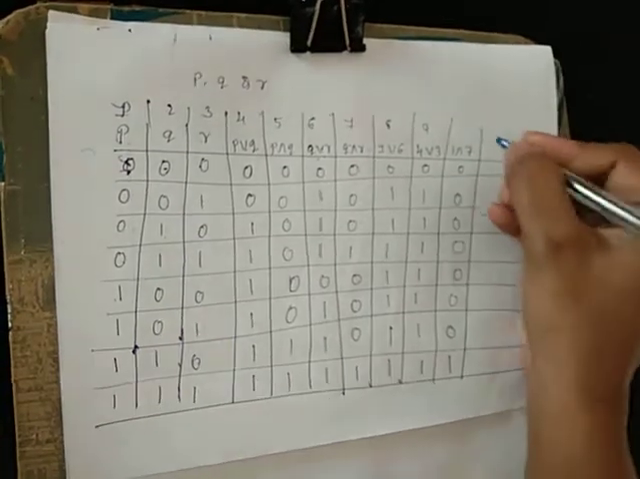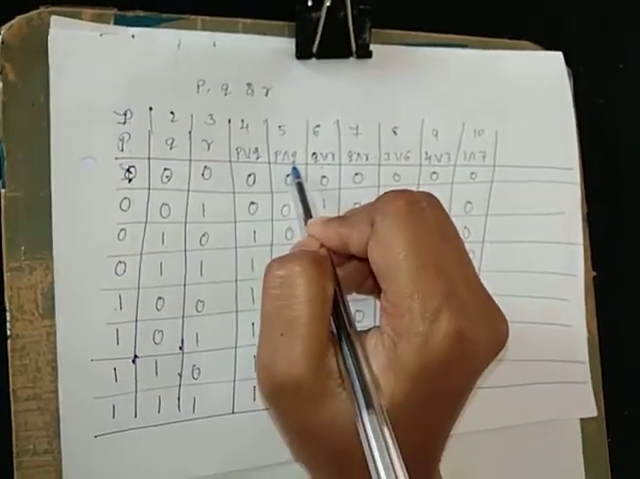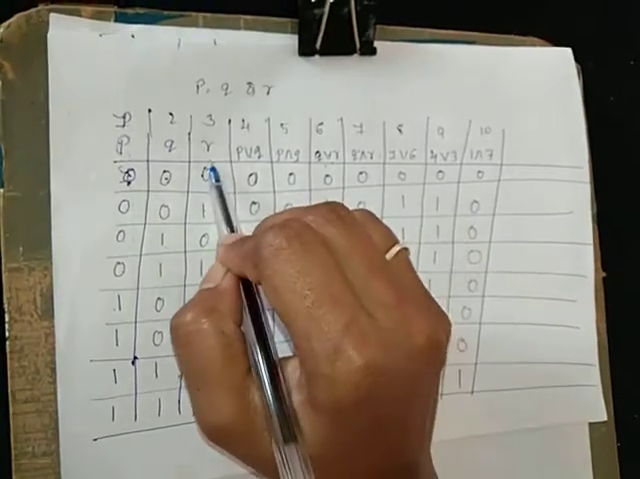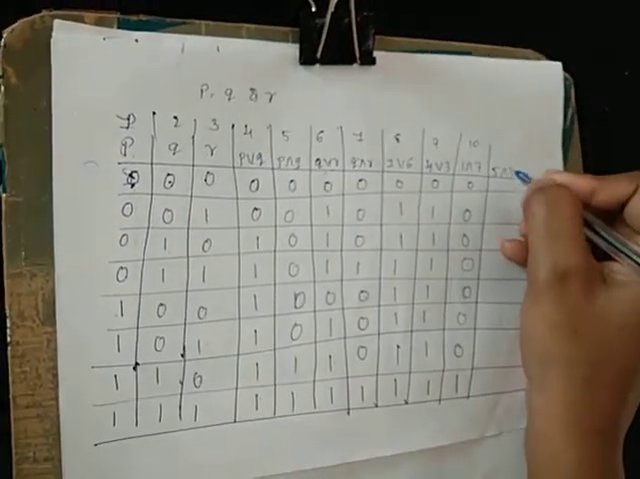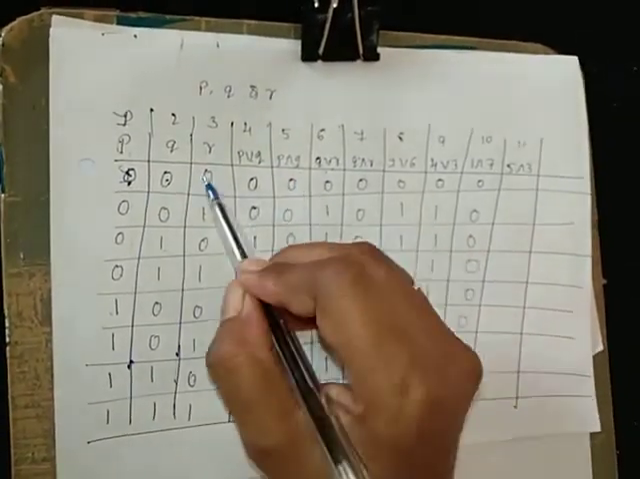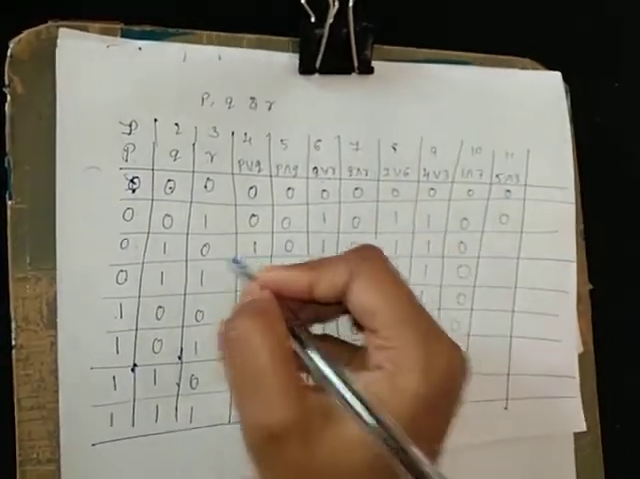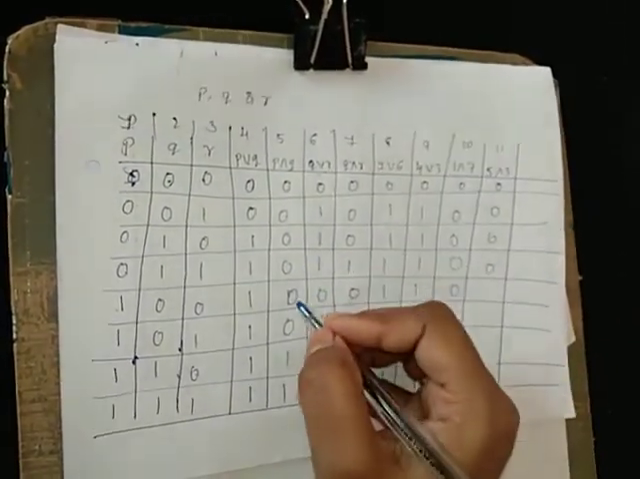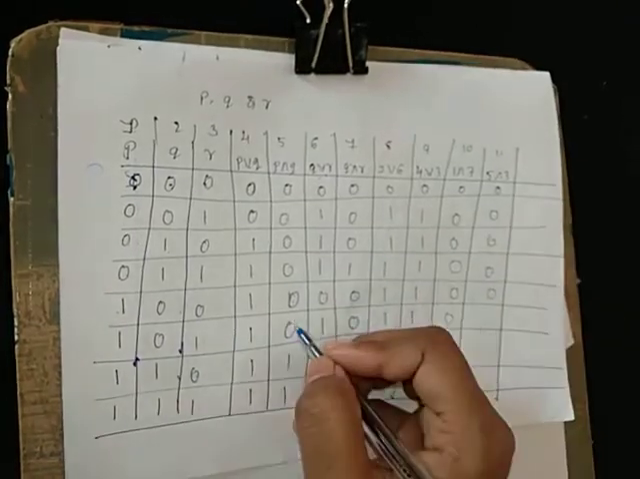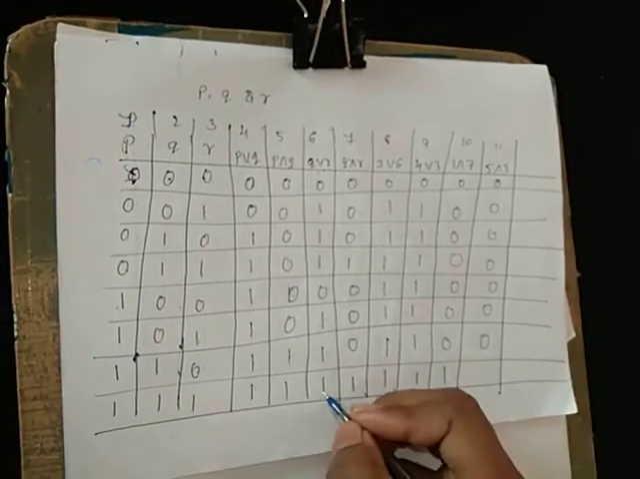Now we have to construct P and Q and R. P and Q and R means column 5 and column 3. 0 and 0 is 0, 0 and 1 is 0, 0 and 0 is 0, 0 and 1 is 0, 0 and 0 is 0, 0 and 1 is 0, 1 and 0 is 0, 1 and 1 is 1.